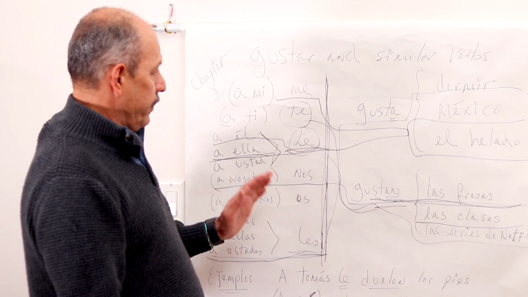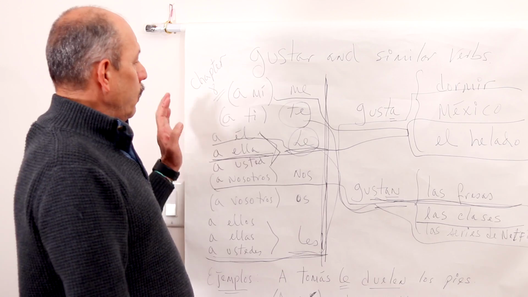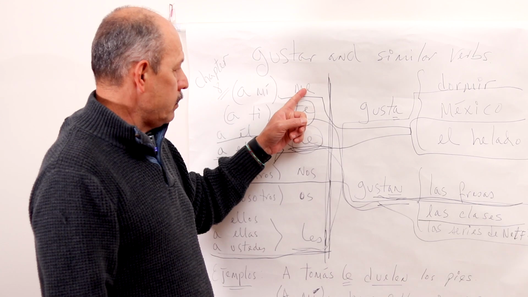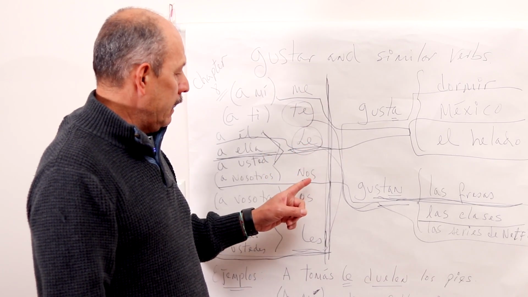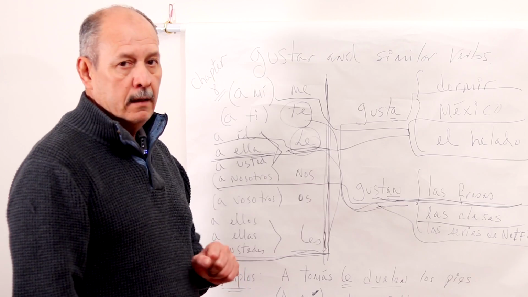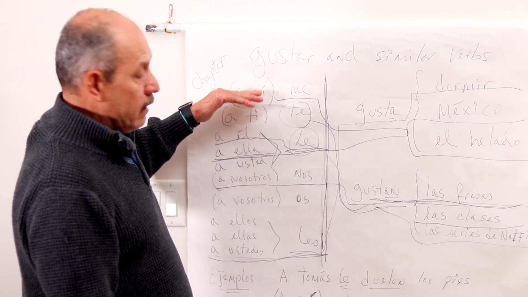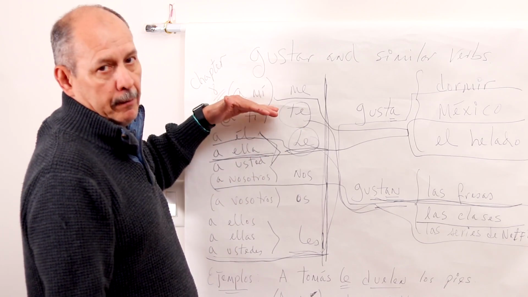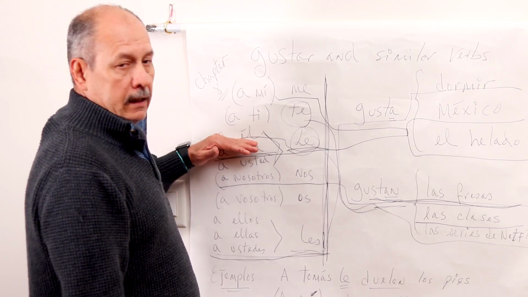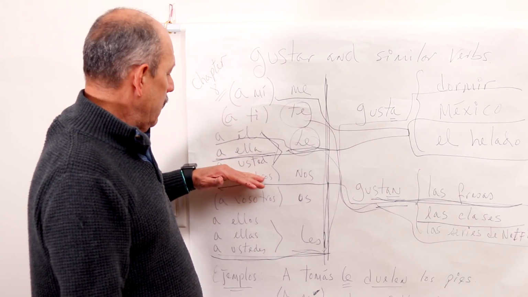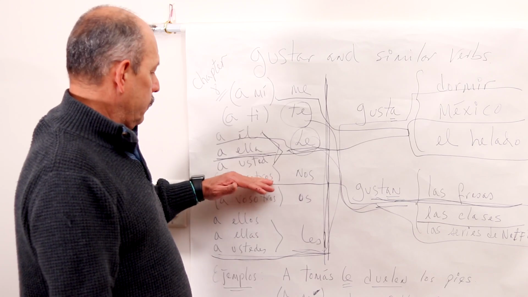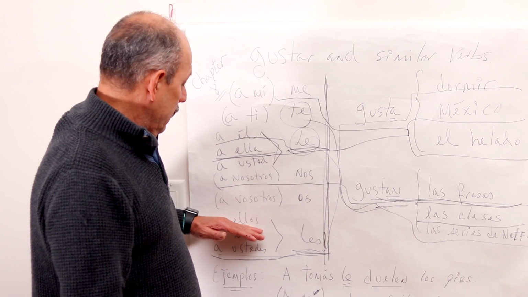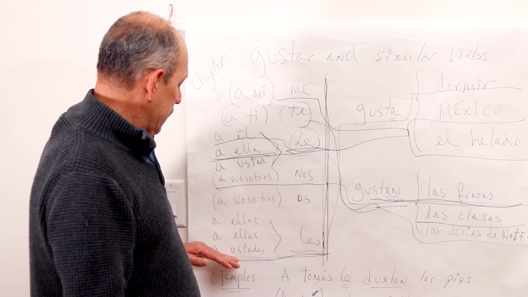So, summarizing this thing. In this side of the board, we have the indirect object pronouns. Remember, what are those? Me, te, le, nos, os, and les. And here I put in parentheses the indirect object that you don't need, but if you want to do it, you can do it. A mí, a ti. You need this one, a él, a ella, a usted. You do not need a nosotros, but you can use it. A vosotros, the same thing. And you are forced to use a ellos, a ellas, a ustedes.